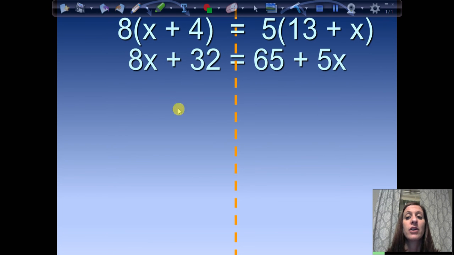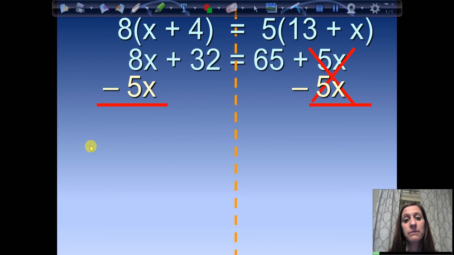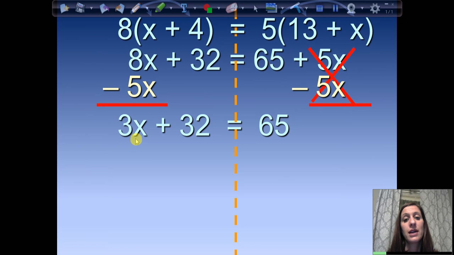So now again, I have variables on both sides. I'm going to cancel this 5x. I want to move it over with the 8x. To do that, I need to cancel it. So I'm going to subtract 5x on both sides. When I do that, I'm going to get 3x plus 32 equals 65.